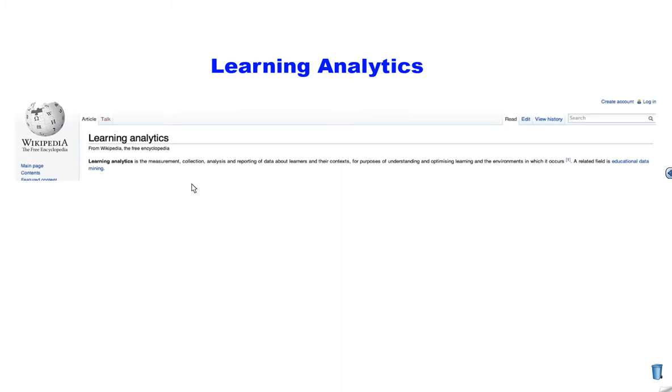So my next topic is learning analytics, and I thought I'd start by showing you a brief definition of what learning analytics is. It's the measurement, collection, analysis, and reporting of data about learners and their contexts for the purposes of understanding and optimizing those learning environments.